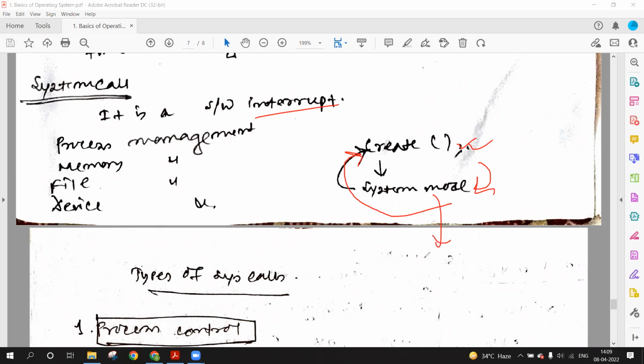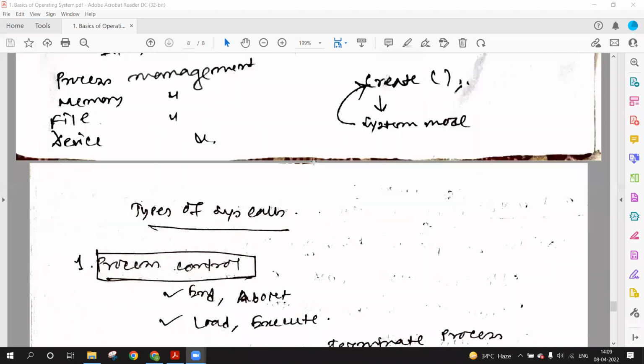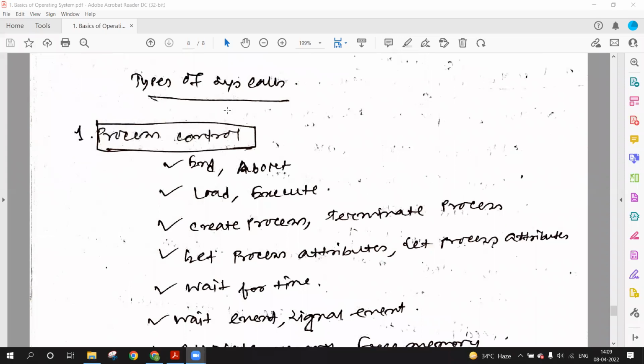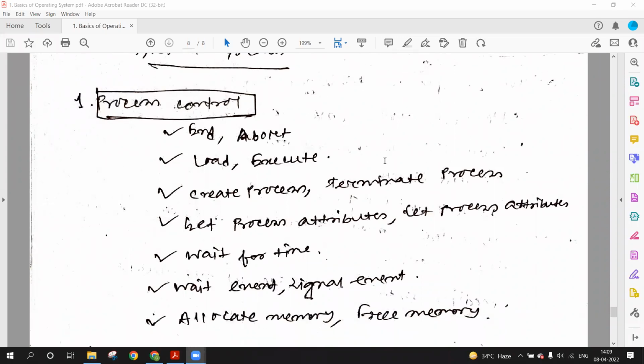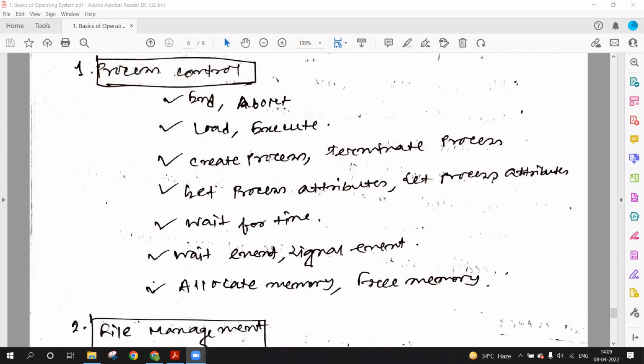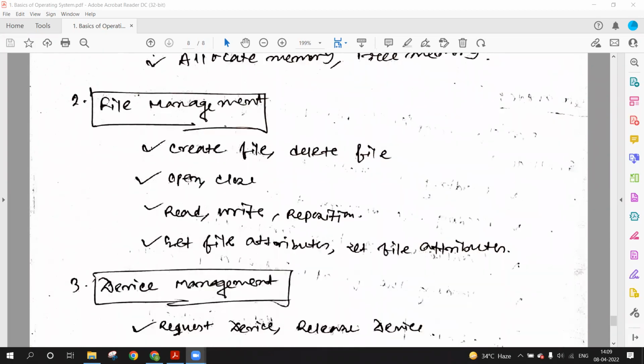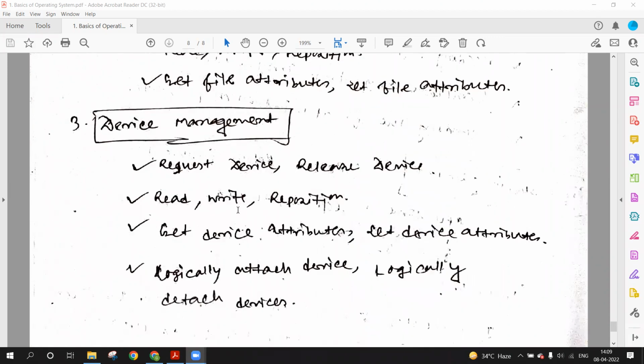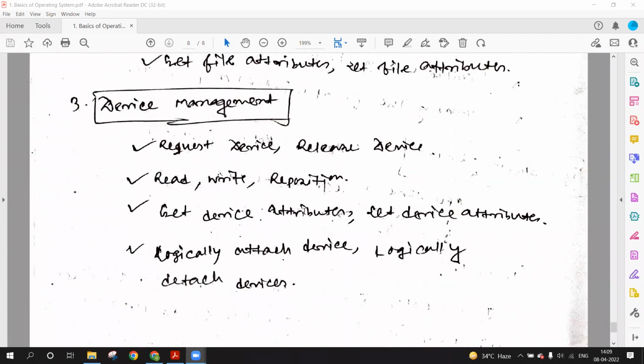After that, you can see the types of system calls like process control: end, abort, load, execute, create process, terminate process, and so on. Next one is file management system calls. Next one is device management system calls. We will discuss these things later.